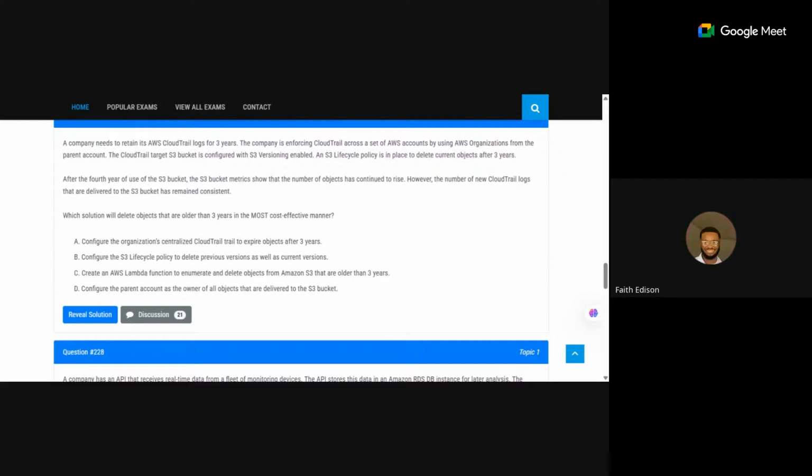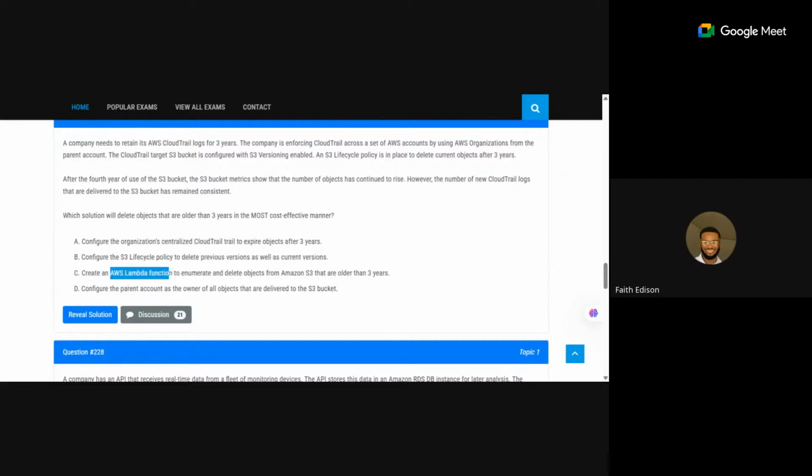No. This one, if you are deleting trails, is not going to affect objects. So this CloudTrail option will delete trails. It's not going to delete objects. This one makes sense. Lifecycle policy. Once you set the policy, you just leave it to run, and that's what it is. It's just going to execute based on the policy.